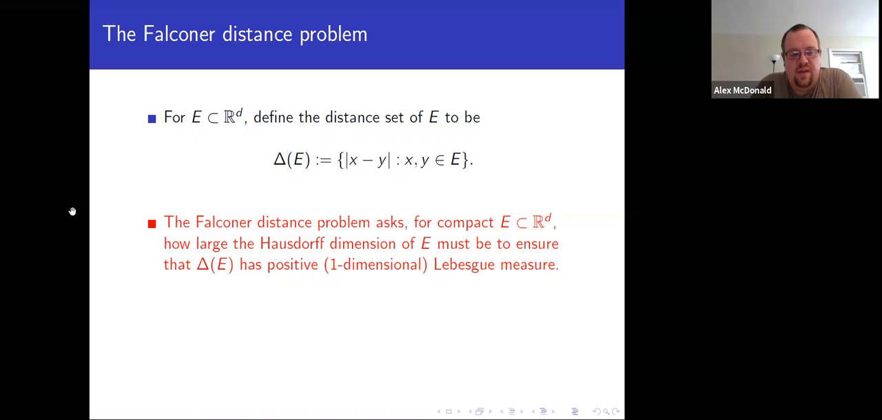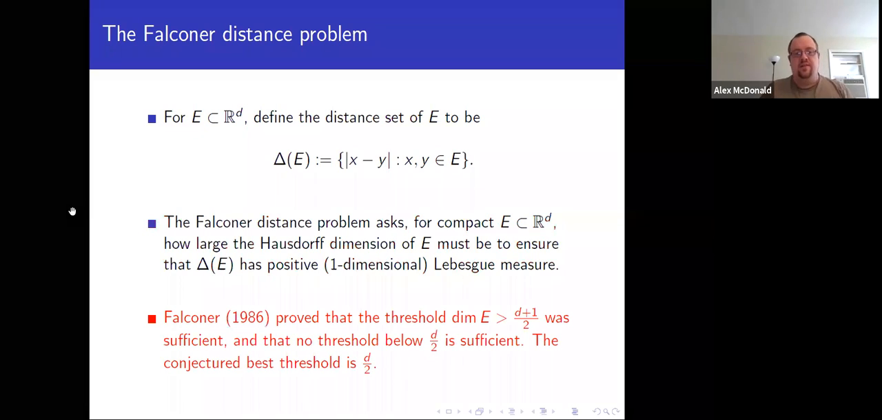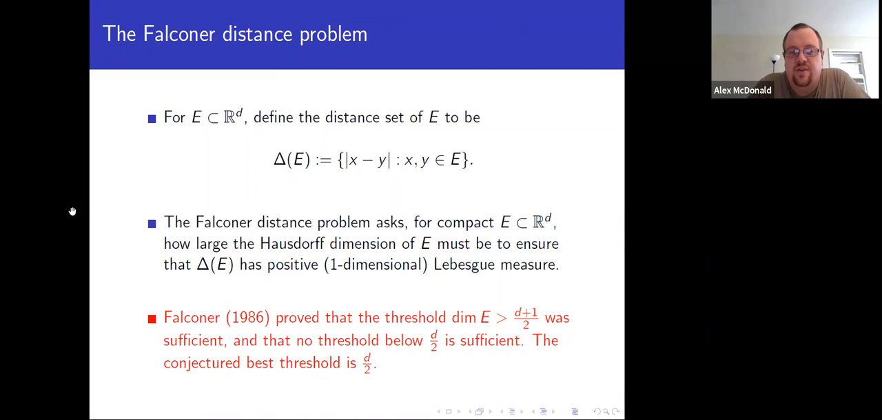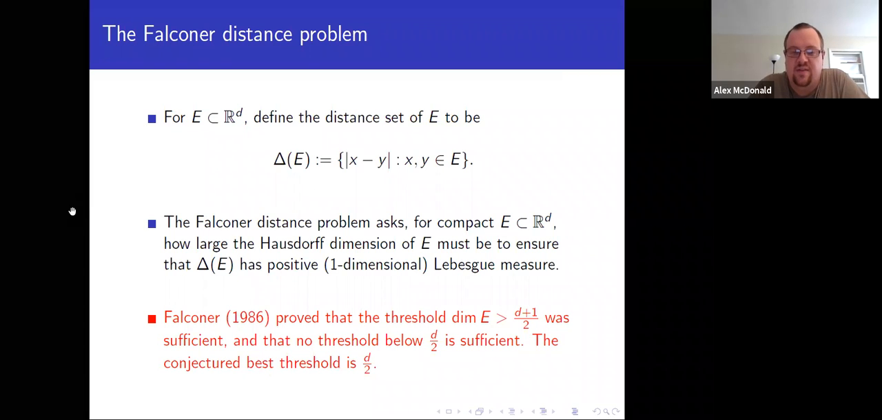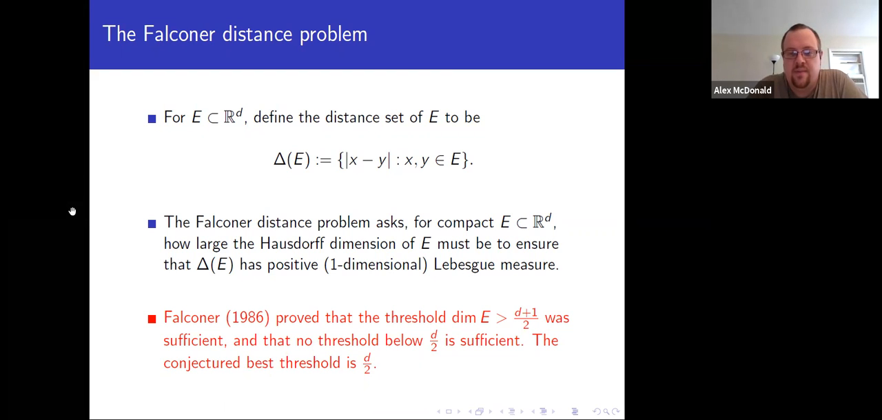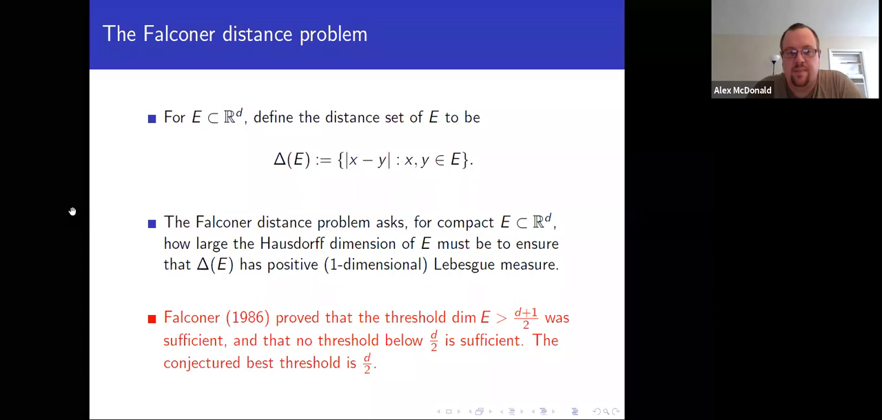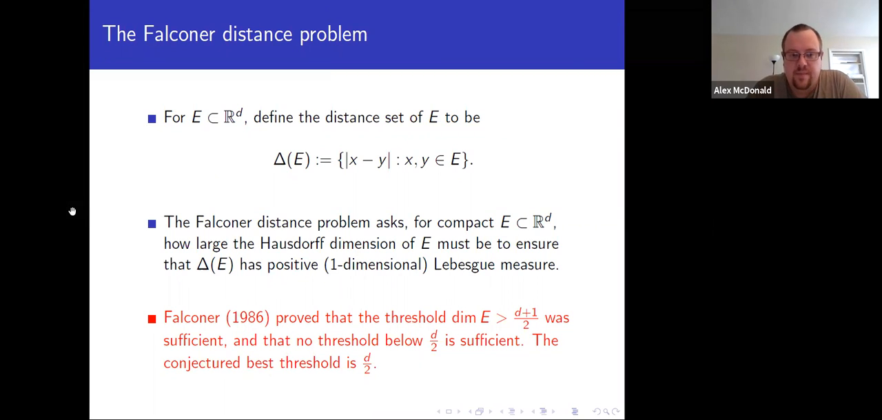Okay, so the original paper by Falconer where he posed this problem has a result. So Falconer proved that if the dimension of E is bigger than (d+1)/2, then the distance set has positive measure. And he also gave a class of examples showing that you could have sets whose dimension is less than d/2, but arbitrarily close to d/2, such that the distance set has measure 0. So this poses a problem where basically the game is to get better and better thresholds until ultimately the conjectured correct threshold is d/2. So the conjecture is that any set of dimension bigger than d/2 has a positive measure distance set. And the game is how close to d/2 can you get.